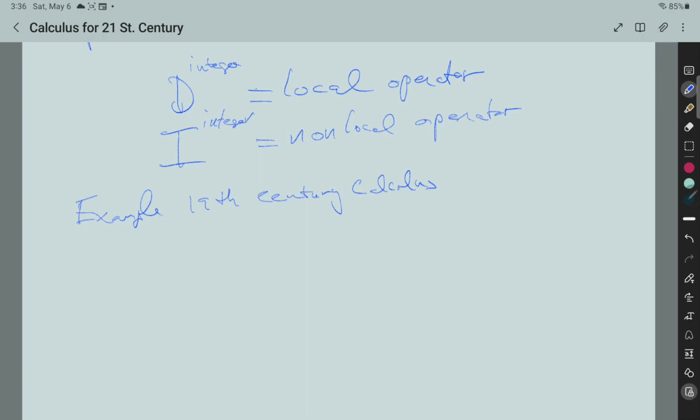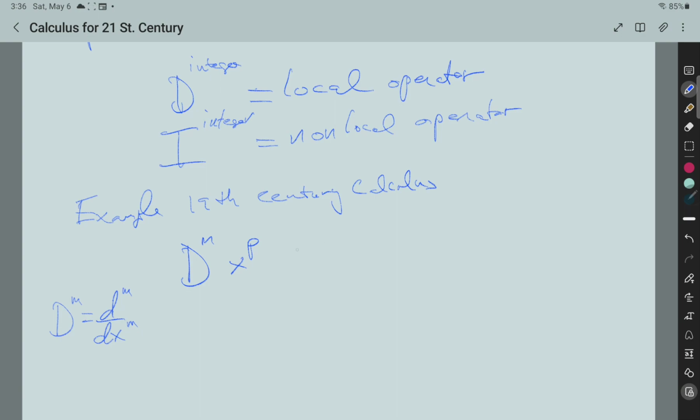Whether the order of the operation is integer values. Okay, so suppose you have d^m of some x raised to the p power. Remember, d^m is just d by dx, m times. So that means I have to differentiate this function here, m times.